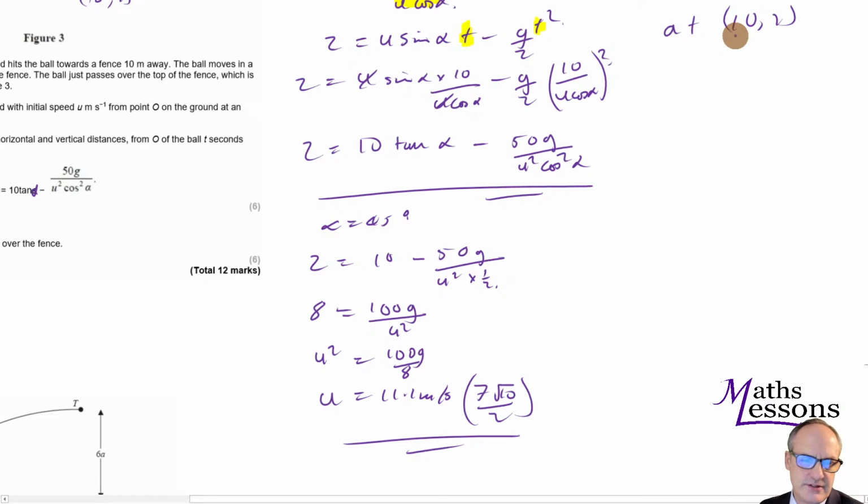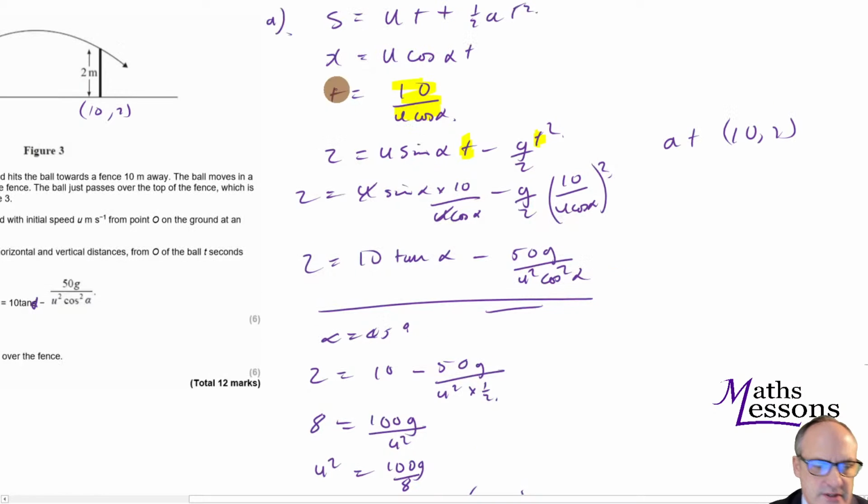We can find the value of t, because we know t equals 10 over u cos alpha. So t will equal 10 over 11.1 times the square root of 2 over 2, because cos alpha is root 2 over 2. I'm just going to leave that in there for now.